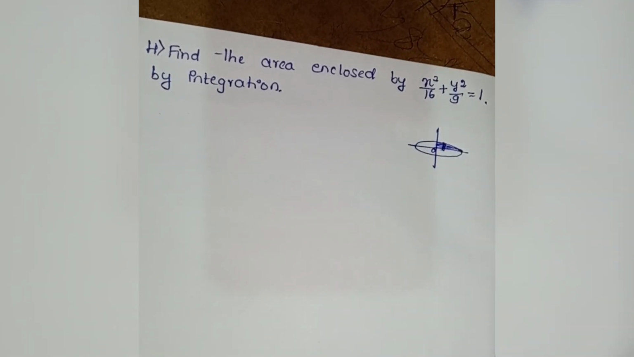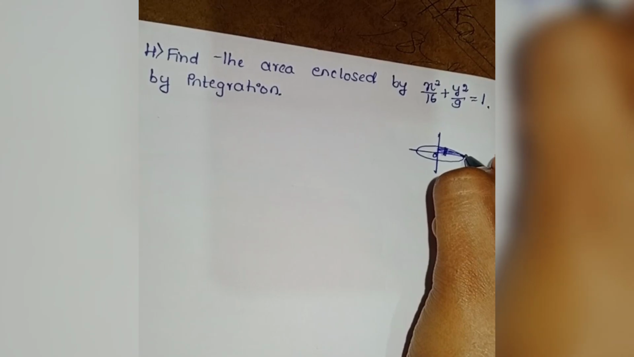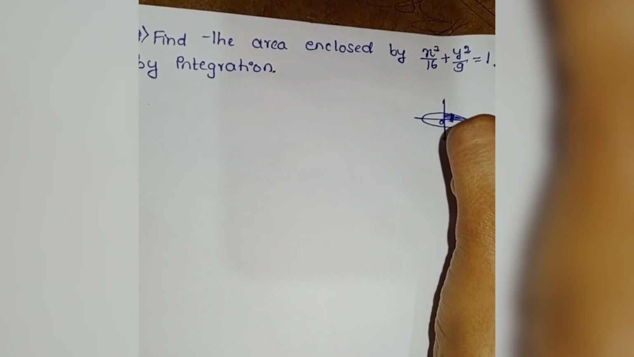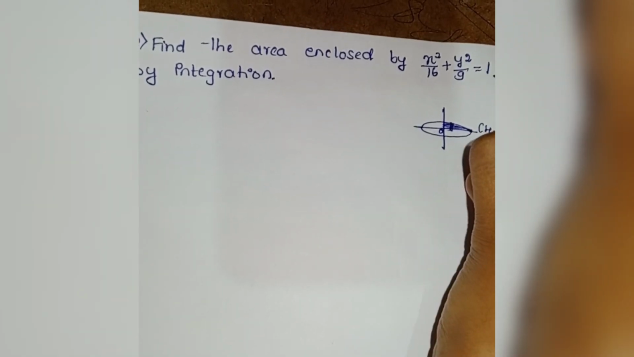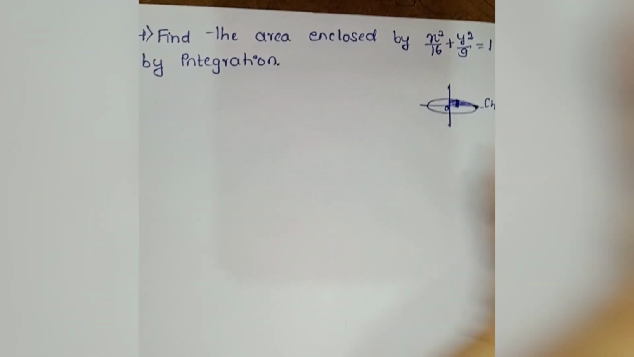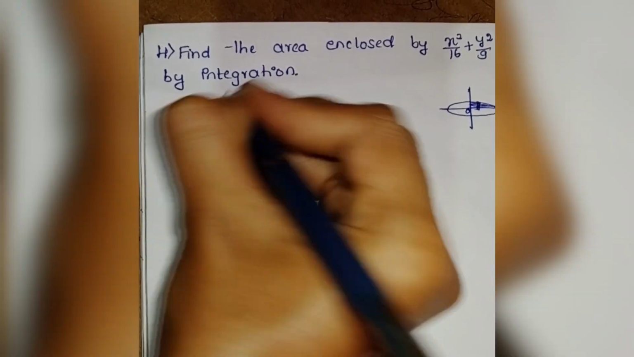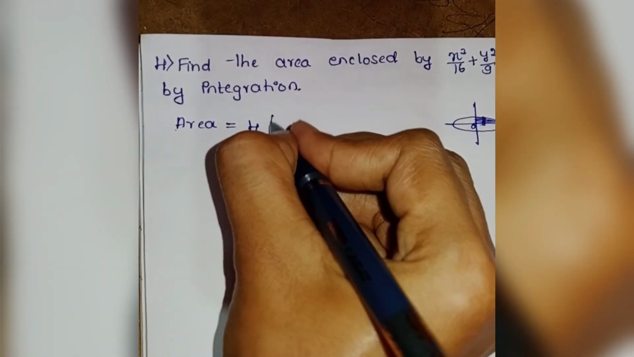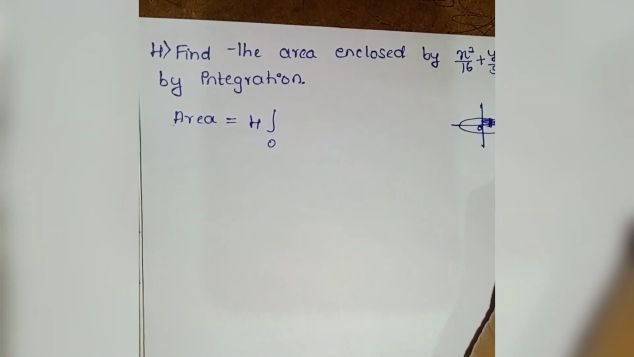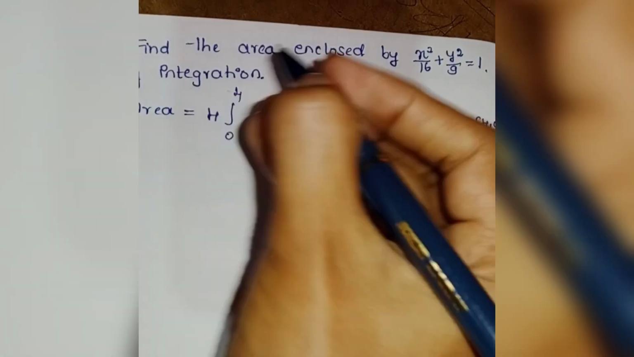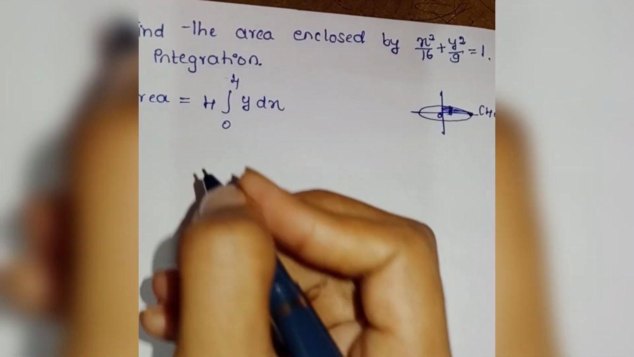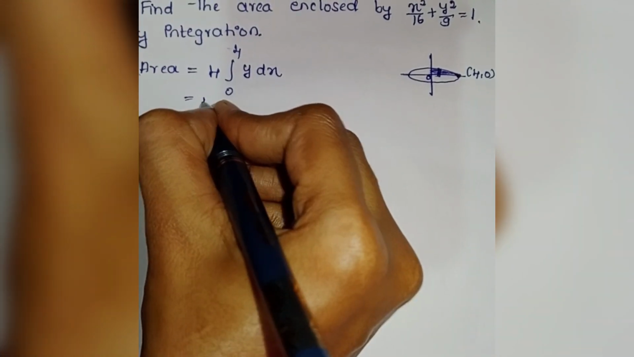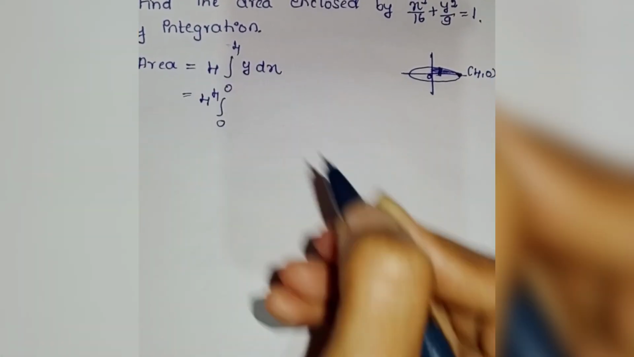Centered at origin. So length of the major axis is here 2a. What is a? A square is 16. So a is, what is a? A is 4. So 4, 0 is this point. Correct, right? So area equal to 4 times integration from 0 to 4 y dx equal to 4 times integration from 0 to 4.